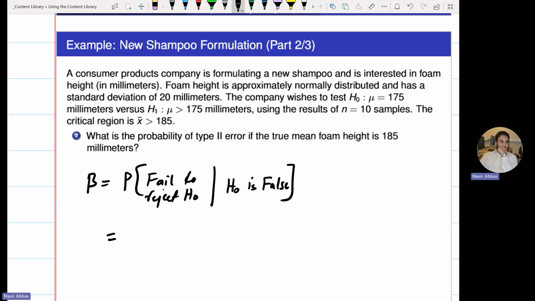When do you fail to reject H naught? Look at the statement. Is the rejection region given to you? Yes. So the complement of this region will be the acceptance region. So if X bar is more than 185, you will reject. When will you not reject?